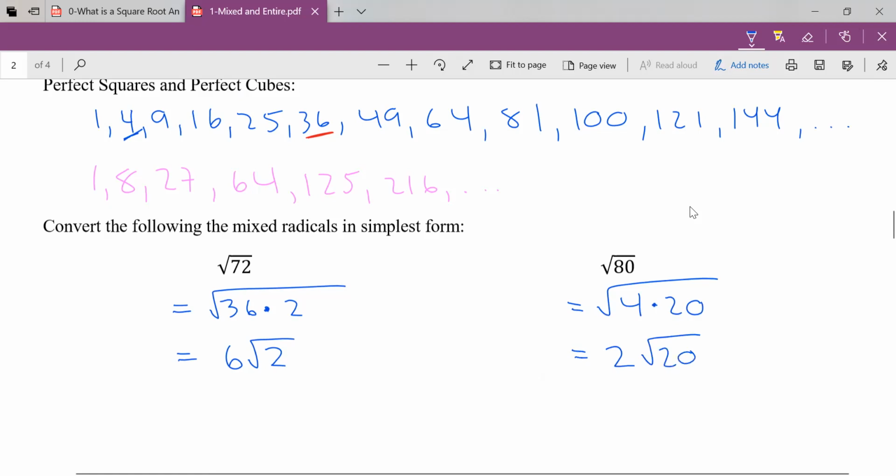Okay, but wait a minute. Oh no, I noticed the square root of 20. Well, wait, there's a perfect square that's a factor of 20.